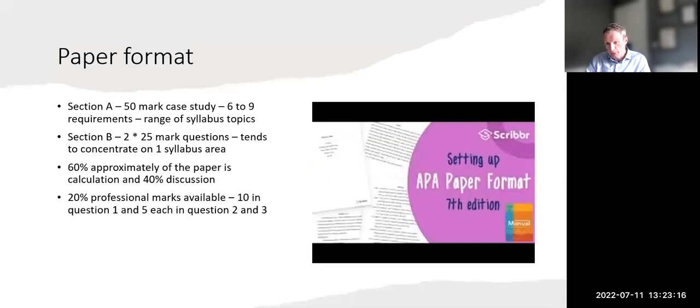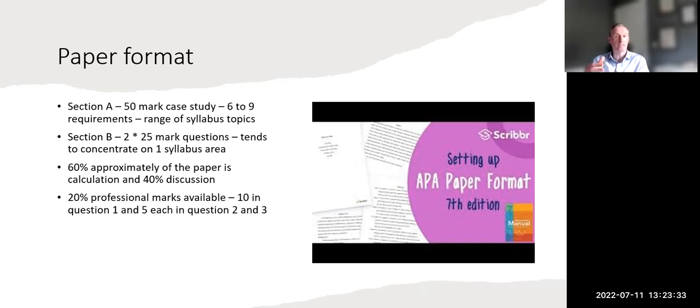The format of the paper, similar to the other option subjects, is 3 questions. The 3 questions are split into Section A and Section B. Section A is a 50-marker case study. It'll have approximately 6 to 9 individual requirements, and it will examine a number of syllabus topics.